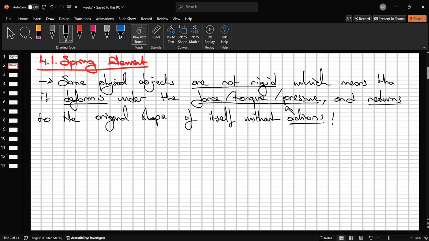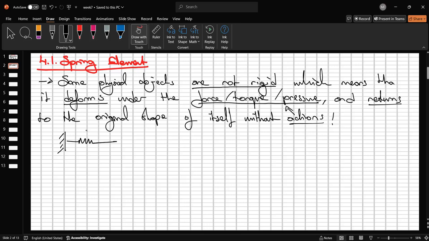The original shape, which means that if we push this item or body, the body deforms, and this deformation contains or stores energy. If I remove the force, torque, and pressure, the deformation is recovered to the original shape, and it releases this energy, which is called the spring element. In modeling techniques, we can model it just like this.